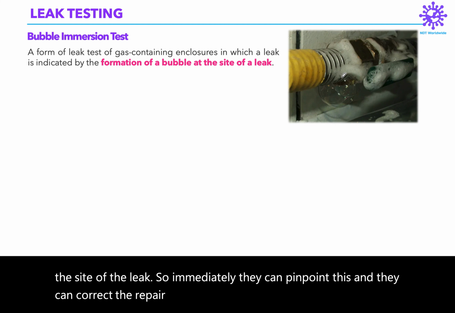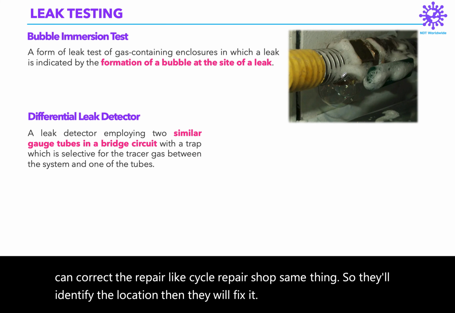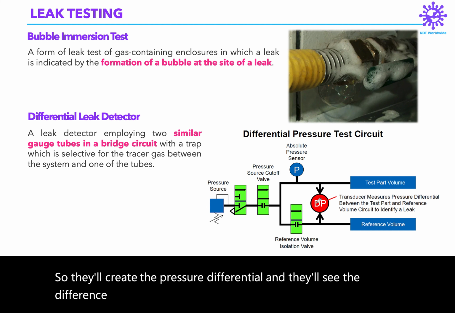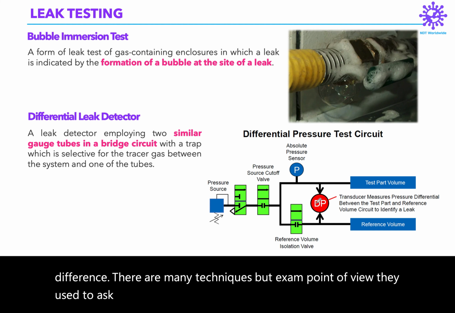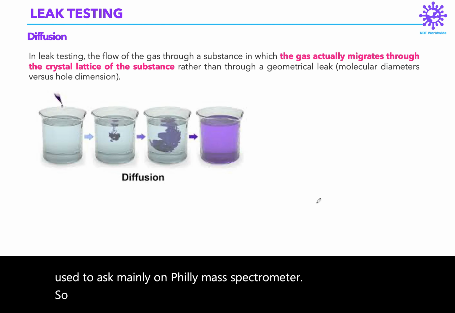Like a cycle repair shop, same thing. They'll identify the location, then they'll fix it. Then the differential leak detector, which works on a pressure differential: they'll create the pressure differential and see the difference. There were many techniques, but from an exam point of view, they mainly used to ask about the helium mass spectrometer. There is a process called the diffusion process.